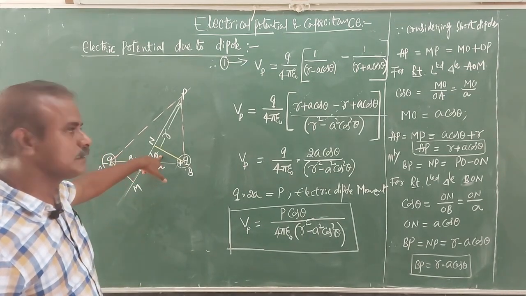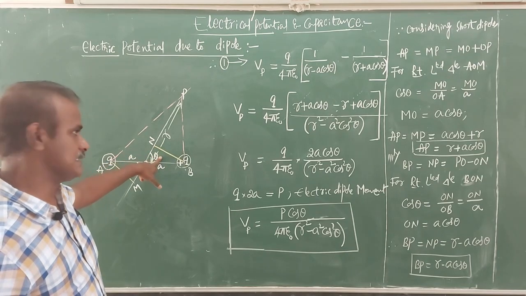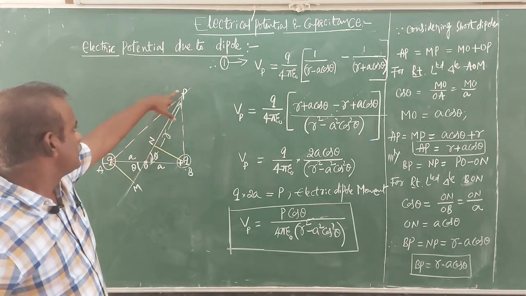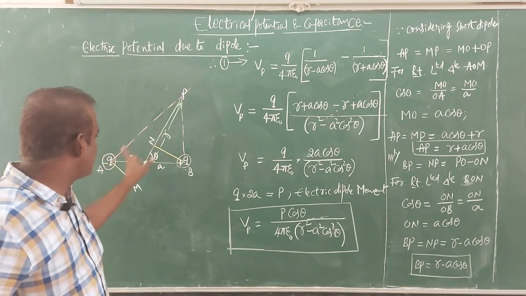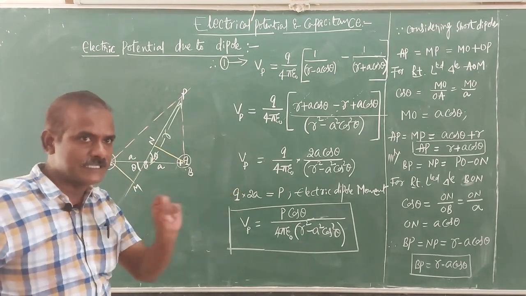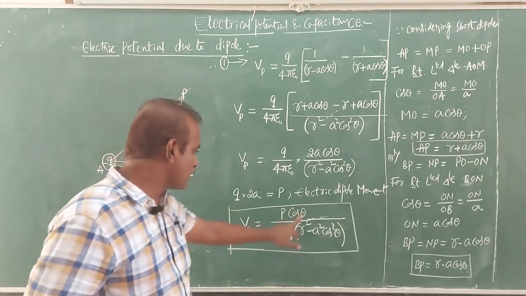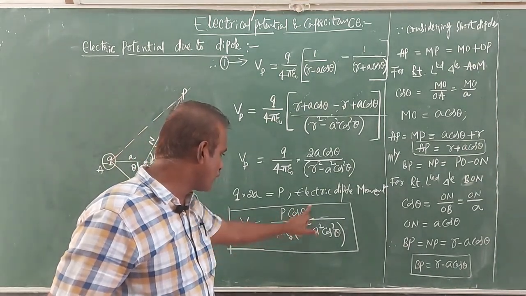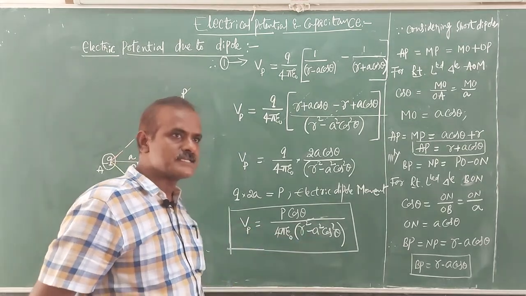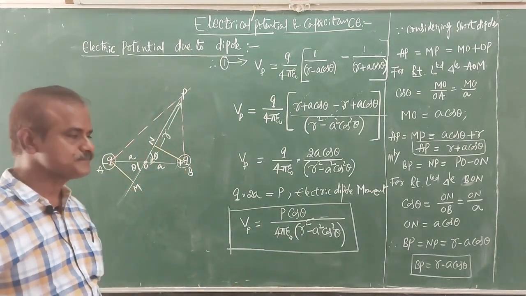And remember, theta value varies. You can easily analyze this. If a point P lies on the axis of the dipole, then theta becomes 0 degree, cos 0 becomes 1, and we will be left with just 1 by 4 pi epsilon naught p divided by r square minus a square cos square theta.